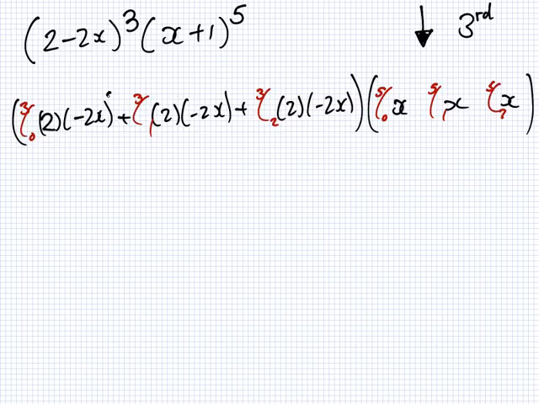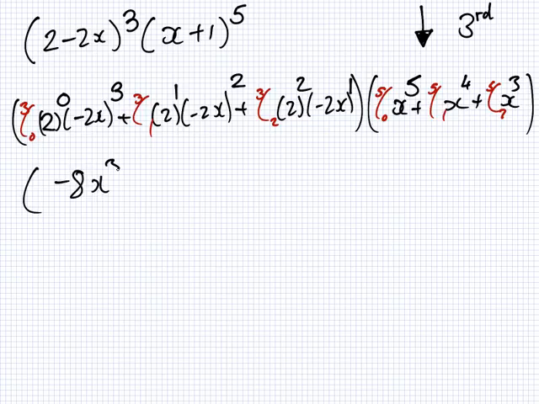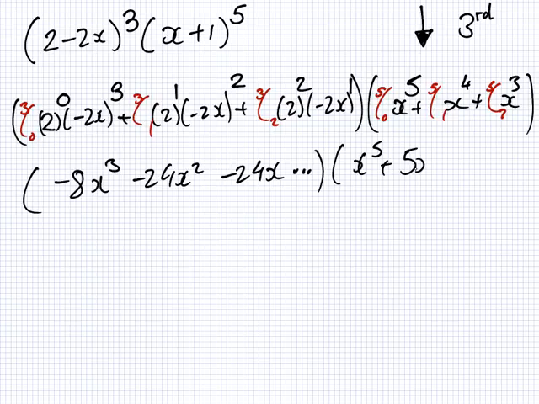Now, powers. What power do I put here? What power goes there? Is it 3 or is it 0? 3, because it's descending. 2, 1. And here? 0, 1, 2. And here? 5, 4, 3. Minus 8x cubed, 3 times 2, minus 24x squared. 3 times 4 is 24x. x5 plus 5x4 plus 10x cubed.